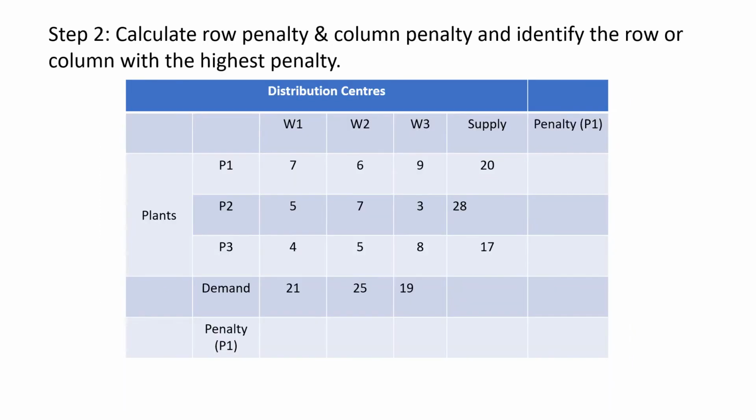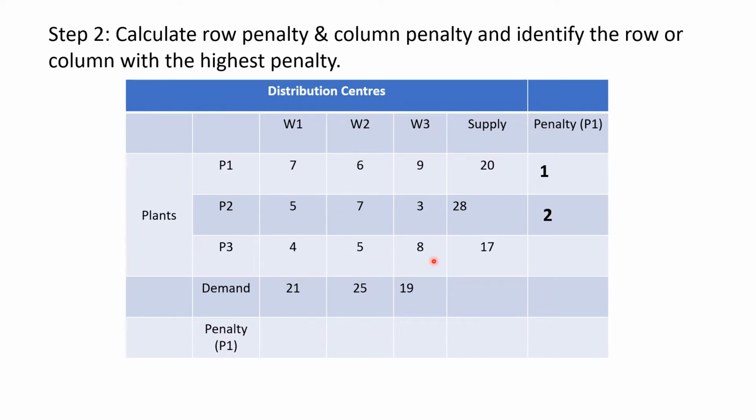So this is the matrix. First we will calculate the penalty. In this case, my first row, what is the penalty? Lowest is 6, next lowest is 7. So what is the penalty? Yes, the difference between the two, that is 1. So we have taken 1. Second row, what is the penalty? 5, 7, 3 are the elements. So lowest is 3, next lowest is 5. So penalty is 2.